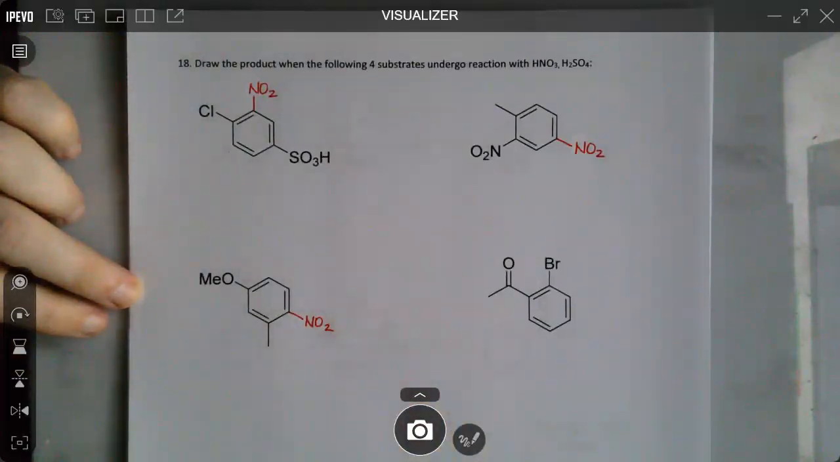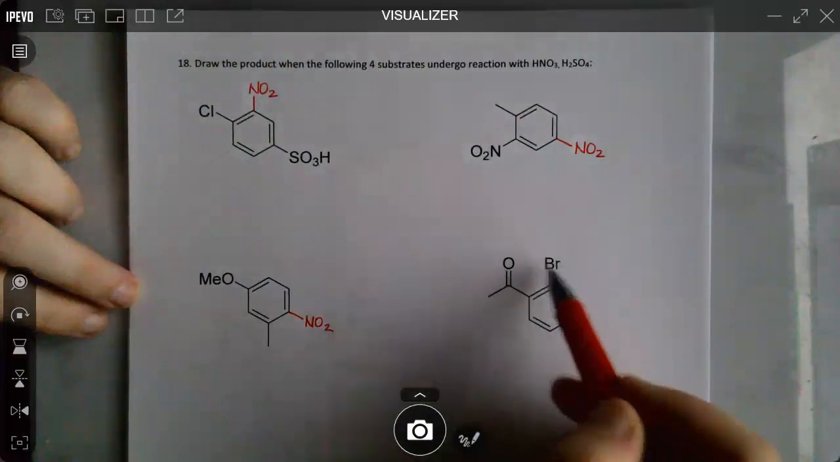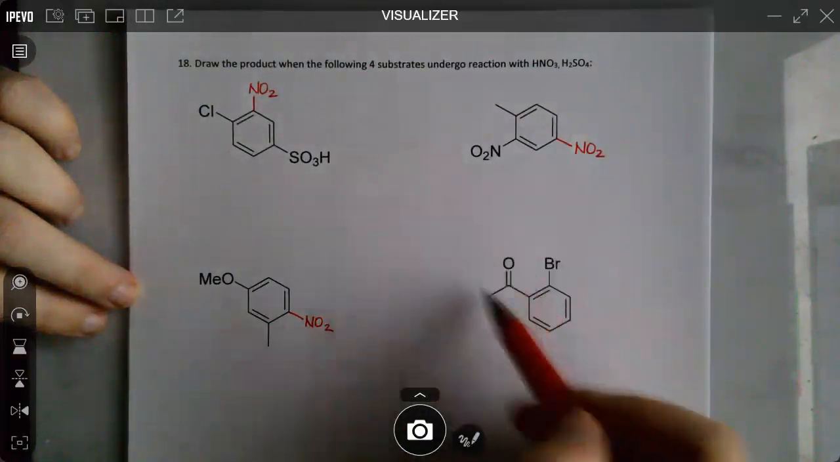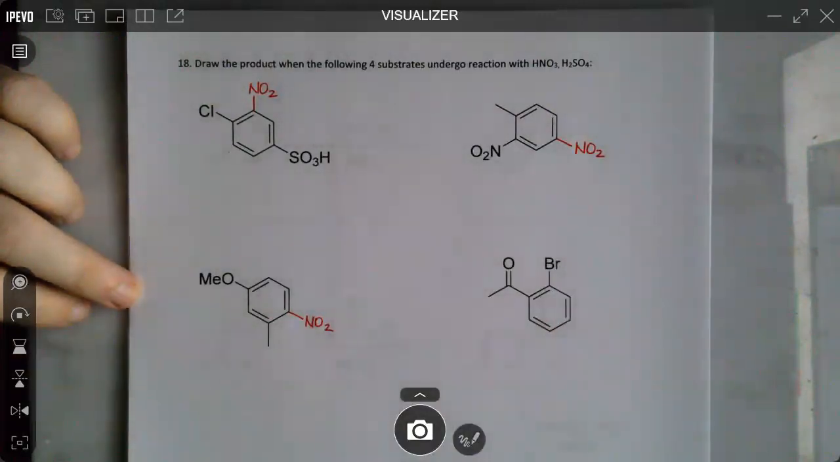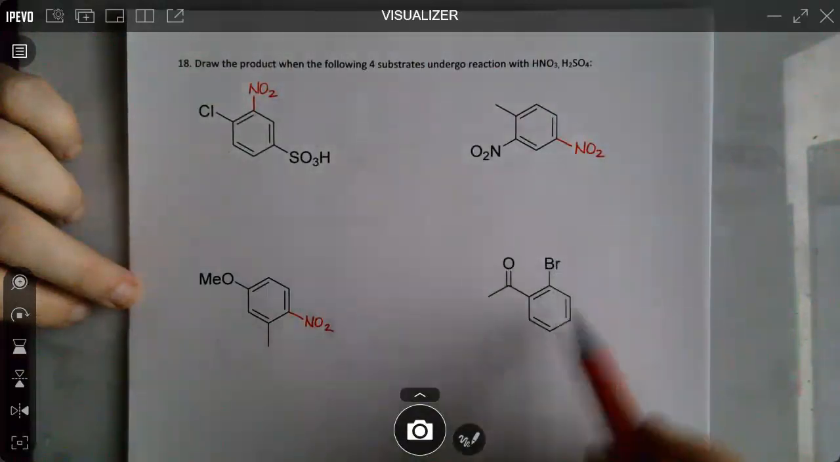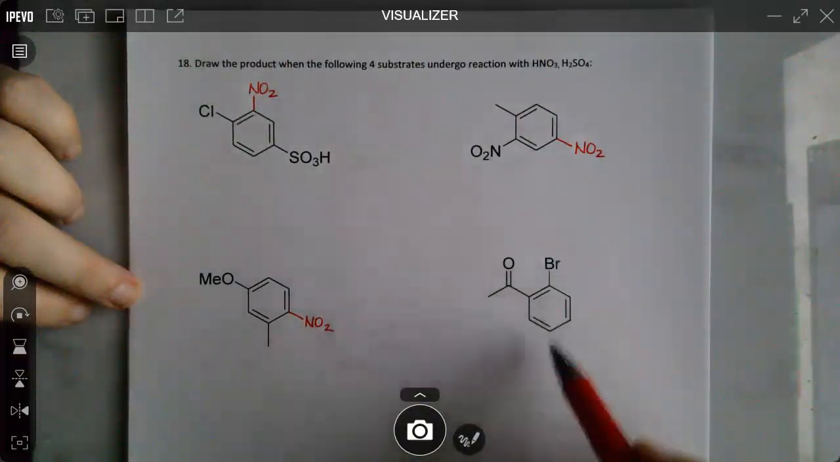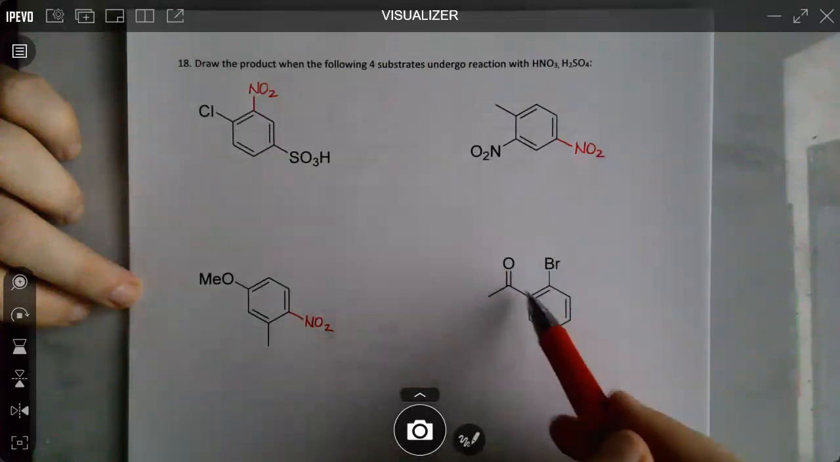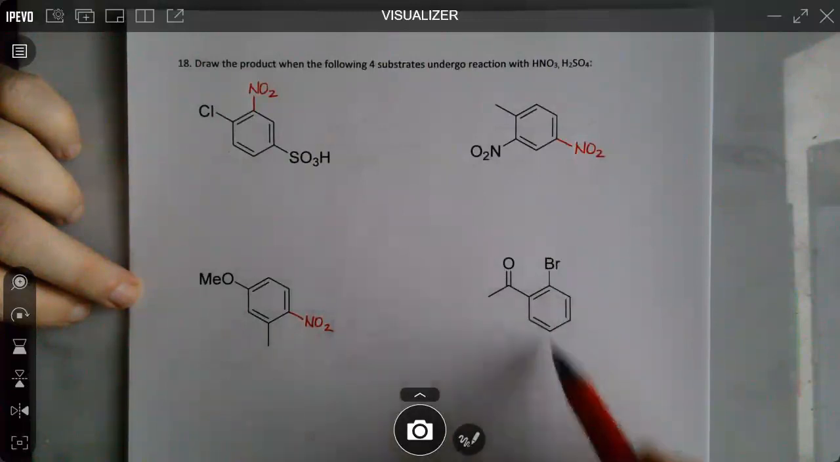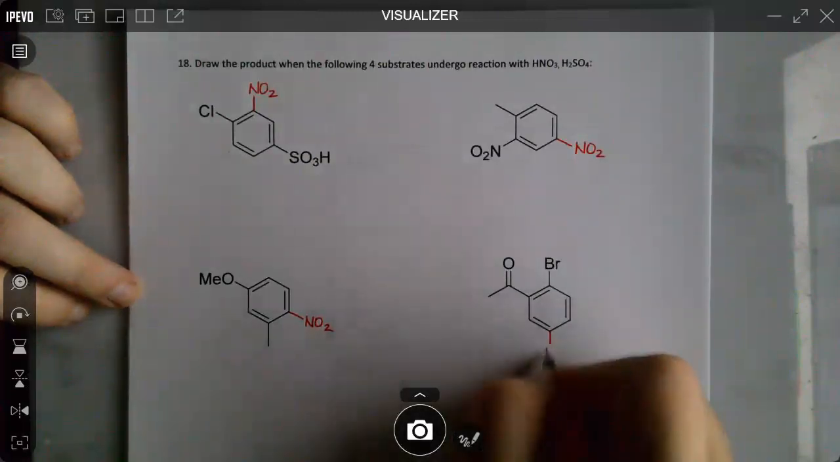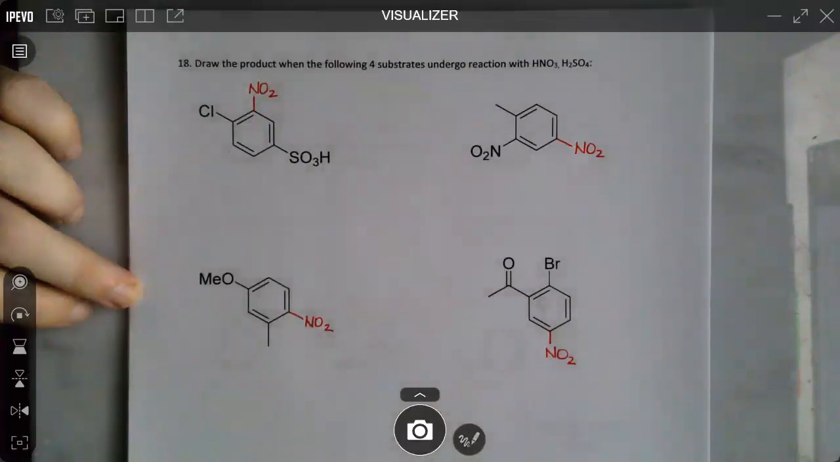Over here, we have a weak deactivator and a moderate deactivator, but halogens, even though they're weak deactivators, are ortho-para directors. So it's directing ortho and para first. And then the moderate deactivator is a meta-director. So it's directing to the same positions, this one being much less sterically hindered. We'll put the nitro group there.